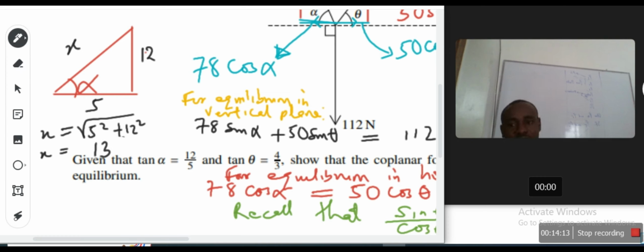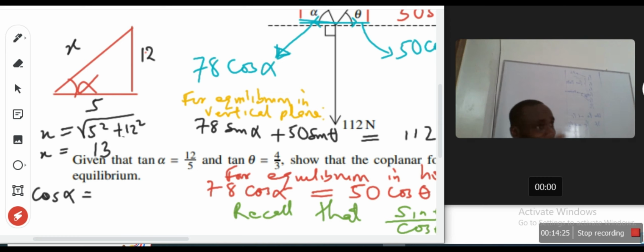Yes. So what is cos alpha? That means cos alpha will be what? Please, make sure you're following. No, don't use your calculator. That's why I want you not to use your calculator, so that your answer will not drift away. Use Pythagoras theorem to get the other side of the triangle.